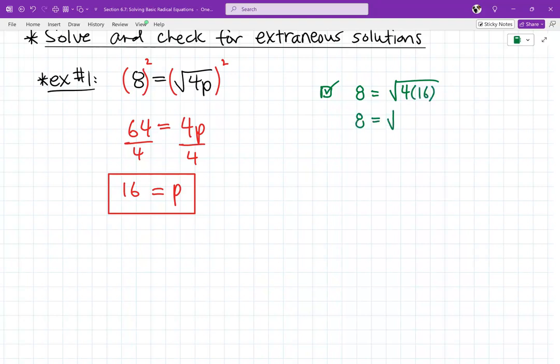Well, 4 times 16, that's 64, and I know the square root of 64 is 8, so that works, right? So it's not an extraneous solution, it's an actual answer. If it would have said like 10 equals 8, then that's extraneous, okay? So we don't count that as a solution.